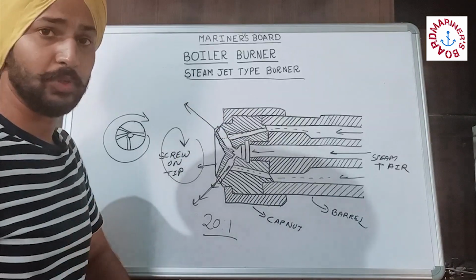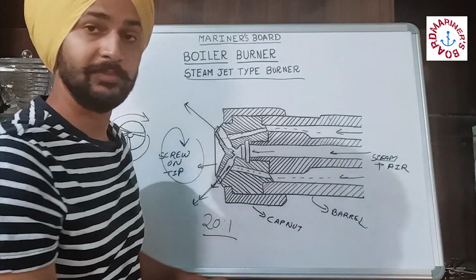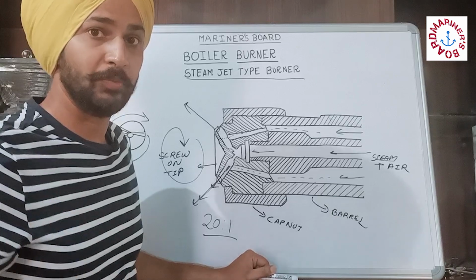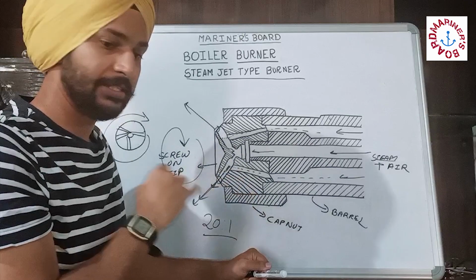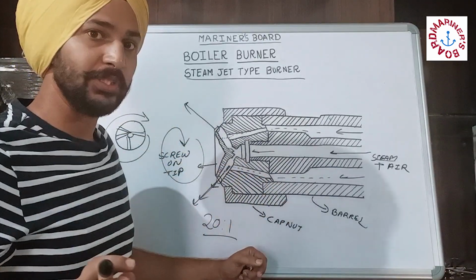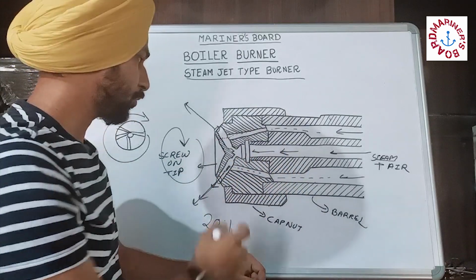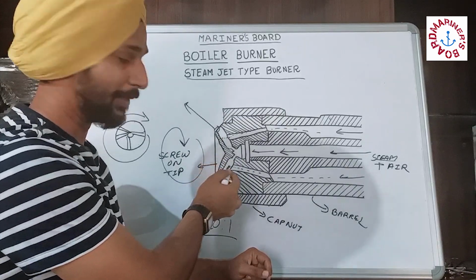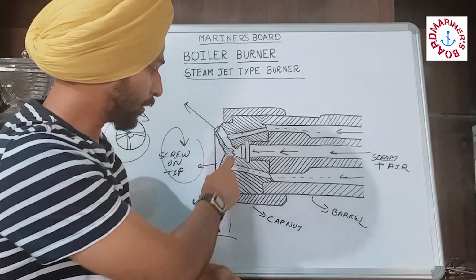Now one very important thing is that the steam entering the steam jet burner should be completely dry and moisture free, as if it has moisture it would give us a very unstable flame. And after we are done with the combustion, the steam is always kept on so that the burner tip does not cool down. Otherwise the fuel may get deposited inside the nozzles, which may lead to choking of these nozzles.